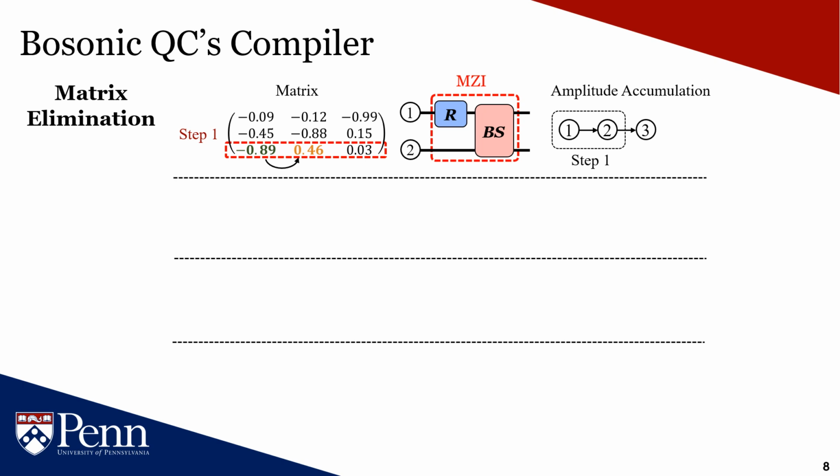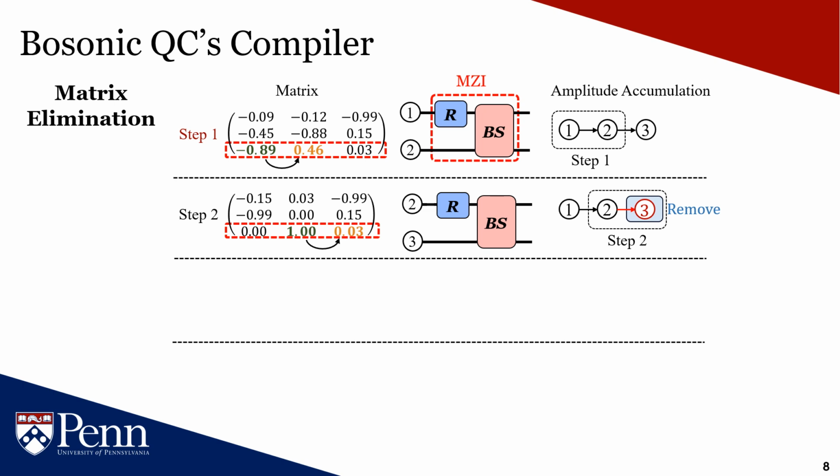Since unitary rotation preserves the norm of the row, the amplitude of the green element is absorbed by the yellow element. This is visualized on the right, where we use an arrow from node 1 pointing to node 2, indicating amplitude accumulation. In step 2, an elimination happens on columns 2 and 3, making the last row as well as the last column complete the elimination, and it is removed from the remaining process.